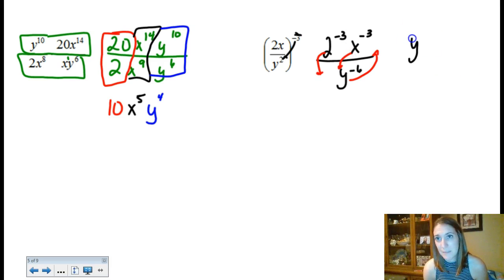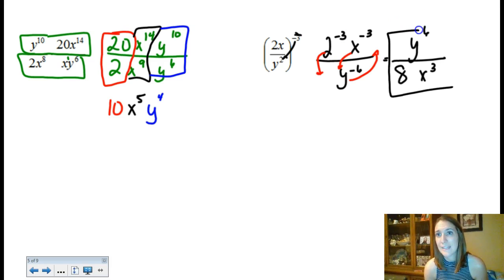So now it's y to the positive 6th power up in the numerator. Instead of writing 2 to the 3rd, I'm going to go ahead and write that as an 8, but if you wrote 2 to the 3rd, that's fine. And then now it's x to the positive 3rd power in the denominator with the 8.